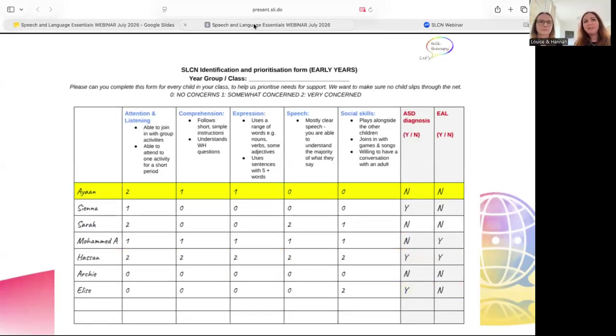Lastly, let's look at Ayan. Remember, whenever there is a 2, we need to ask why the teacher has rated this as very concerned. So we can see his attention and listening skills are a concern, but what about those 1s for comprehension and expression? Is this evidence of an emerging difficulty that we need to be aware of? Ayan may well be one of those children who slips through the net, identified as a child who just doesn't listen. But what about his language skills? Do we need to get those checked in more detail?